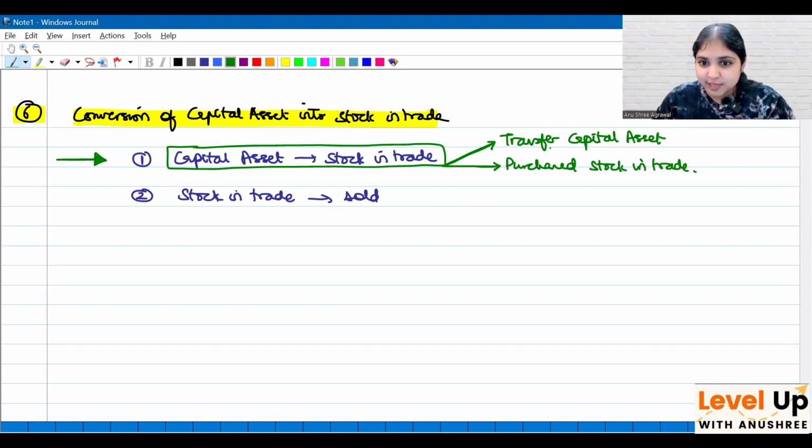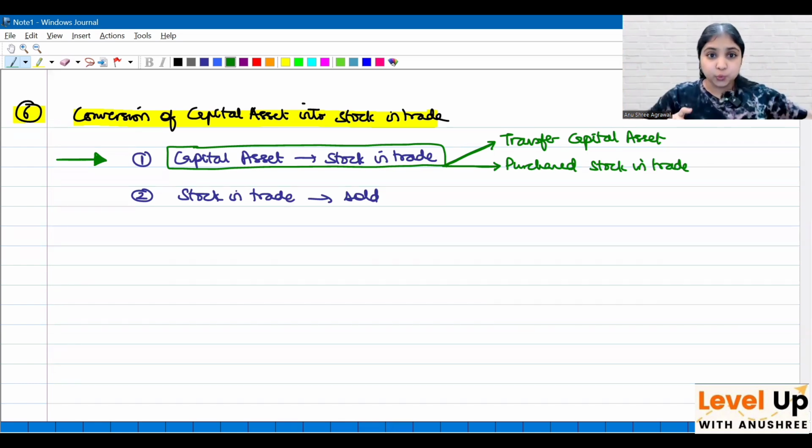In reality, did you sell the capital asset? In reality, did you purchase stock in trade? No. In reality, you already had a capital asset, and you just converted it into stock in trade. One hand to another hand, one account to another account. Same person, another person also not involved. In reality, there is no movement as such. I just passed book entries converting capital asset into stock in trade.